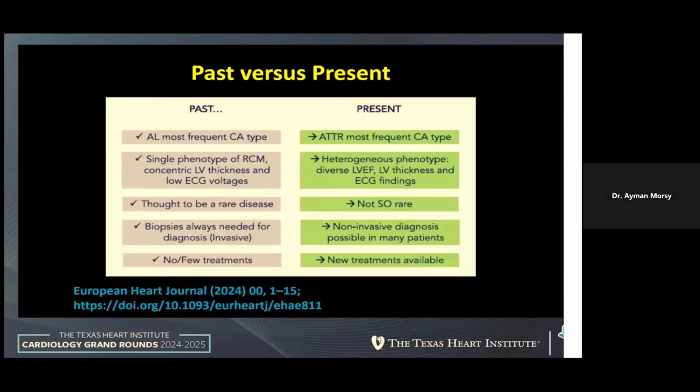Second point: in the past we considered a single phenotype of restrictive cardiomyopathy pathology, a concentric LV thickening and low voltage ECG. But nowadays it is not a single phenotype. It is a heterogeneous phenotype, with diverse LVH, ejection fraction, LV thickening and ECG findings.